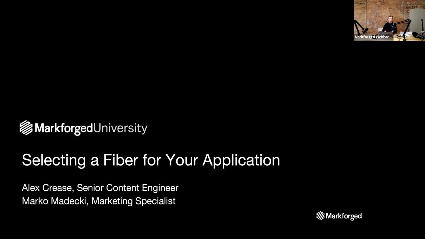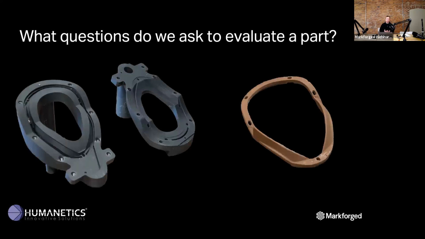What we're going to be talking about today is what questions we need to ask to evaluate a part. In a lot of different applications when using our printers, it's really not about the application that drives the fiber selection. It's about what the loading conditions are, what the environment is. Here we have a part from a customer of ours, Humanetics Innovative Solutions. They are a leading manufacturer of crash test dummies. It's a mold for this neck ring that you see right here that seats inside of a crash test dummy and helps protect the electronics and other components inside the dummy.